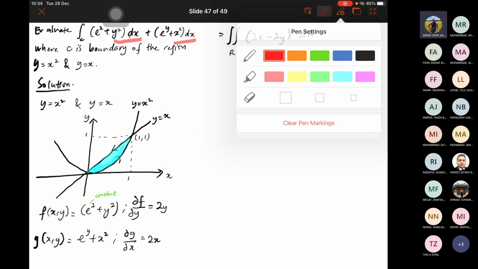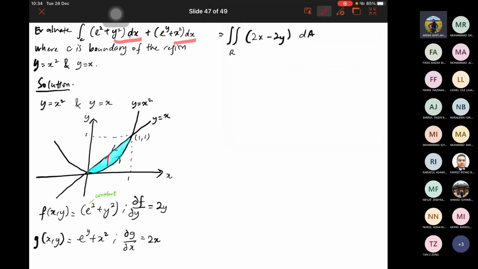So dA ni refer kepada rajah awak. Katakan saya ambil gerakan atas ke bawah first, then kiri ke kanan. Okay. So y daripada berapa ke berapa? Dia punya boundary. Dan x daripada berapa ke berapa? Kalau dia tengok rajah tu, dia akan bertemu garisan x squared and then garisan x. So y will be from x squared sampai x. x pula daripada 0 sampai 1.